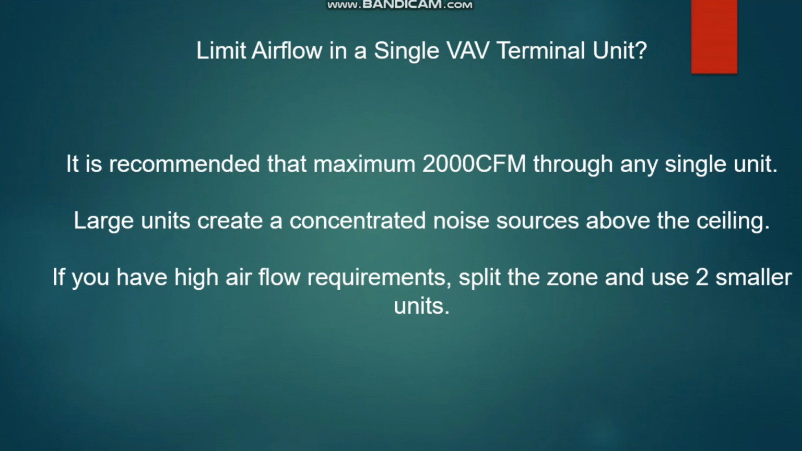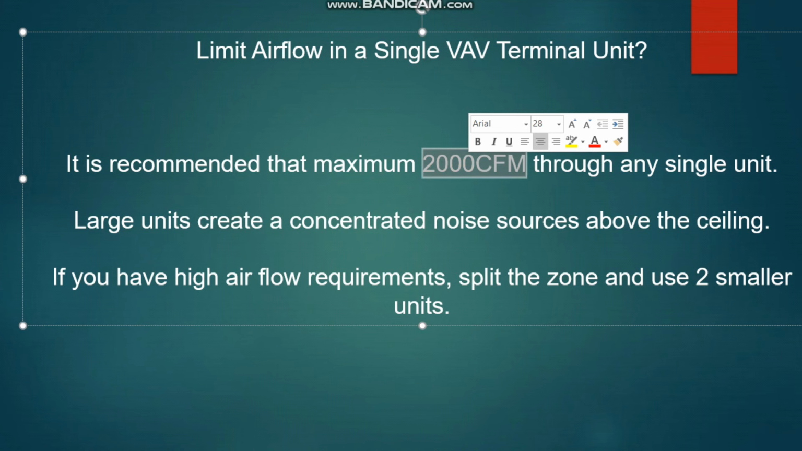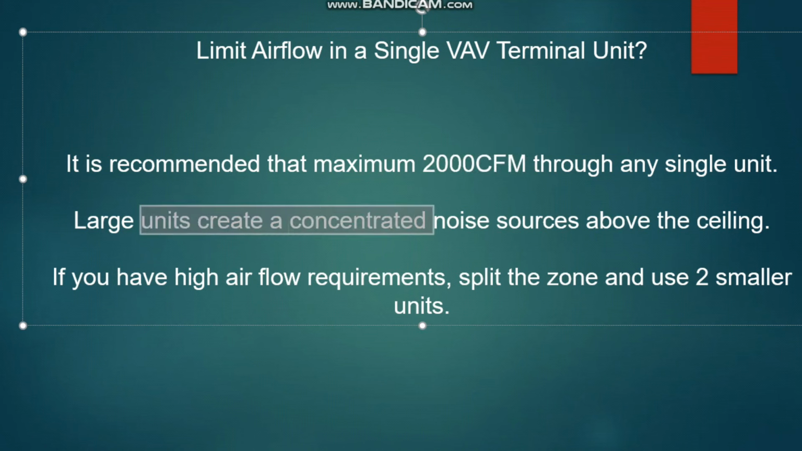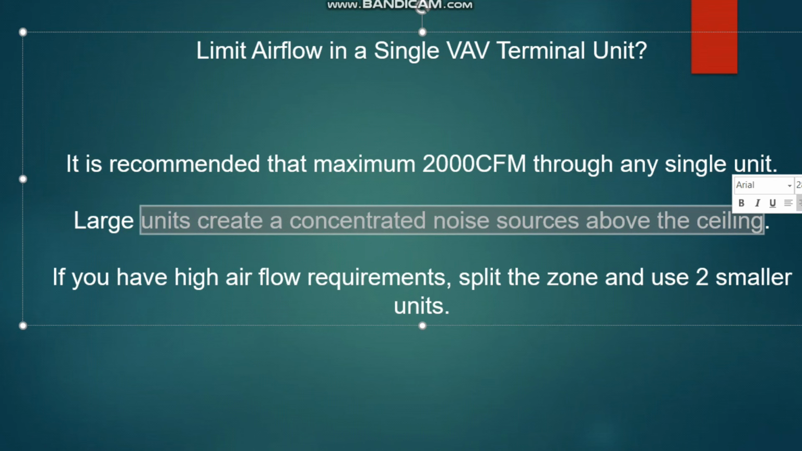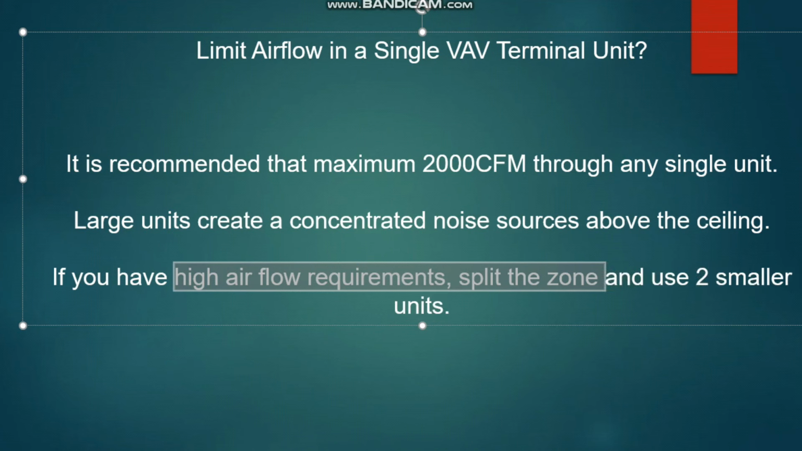So the answer here is, it is recommended that maximum 2000 CFM flows through any single unit. A large unit creates a concentrated noise source above the ceiling, because normally if the VAV is located above the ceiling, it will create some noise. If we have a high airflow requirement, split the zone and use 2 smaller units instead of a single unit.